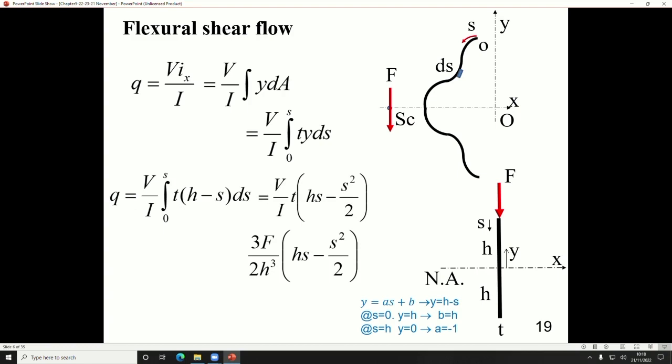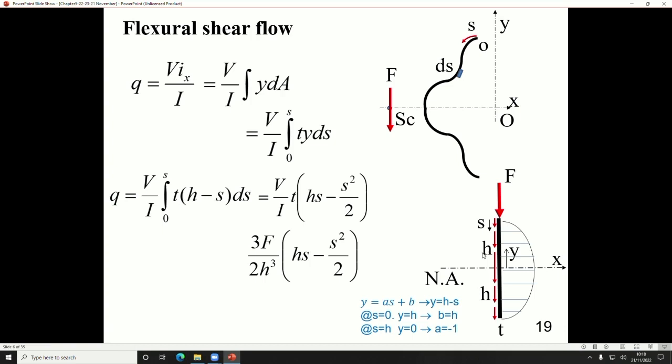So it has a quadratic distribution. You can see we have zero shear flow at one end, and then gradually it gets bigger, bigger, bigger. We've got the maximum arrow here. You can see it's got the maximum value here, sideways. And it gets, again, smaller until it becomes zero. So you can see the below part is the reflection or mirror image of the top section.